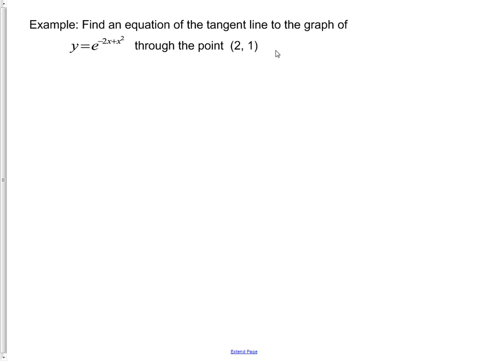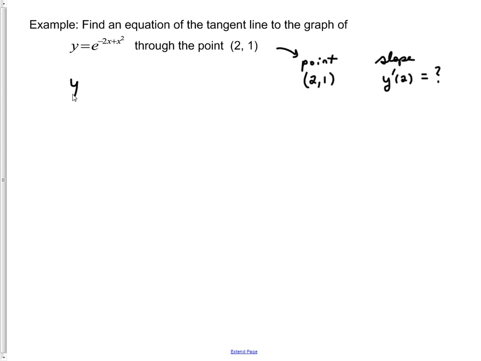If we want to find the equation of a line, don't forget, the equation of a line requires that we know a point somewhere on the graph, and we do have a point somewhere on the graph right here, 2, 1, and it requires that we know our slope. Well, our slope is going to be the derivative evaluated at x equals 2. And so that's what we need to find, which means that we need to find our derivative of e to the negative 2x plus x squared.